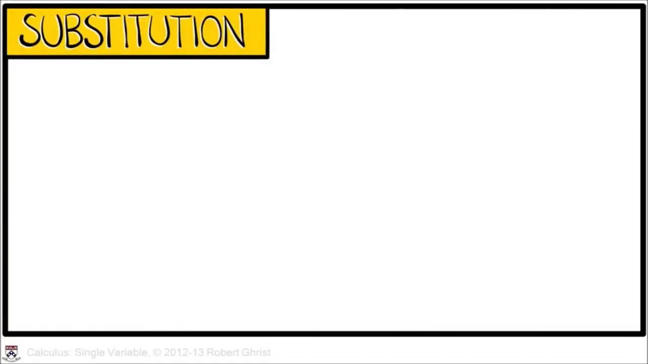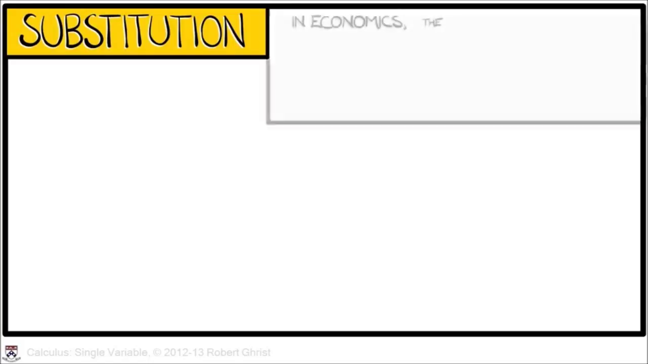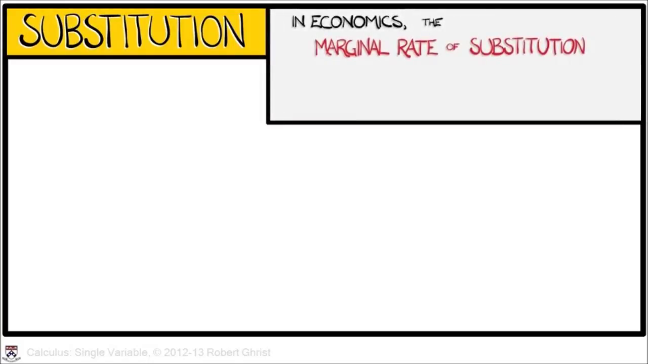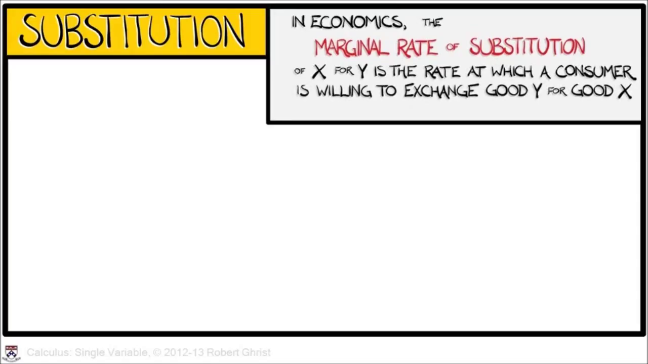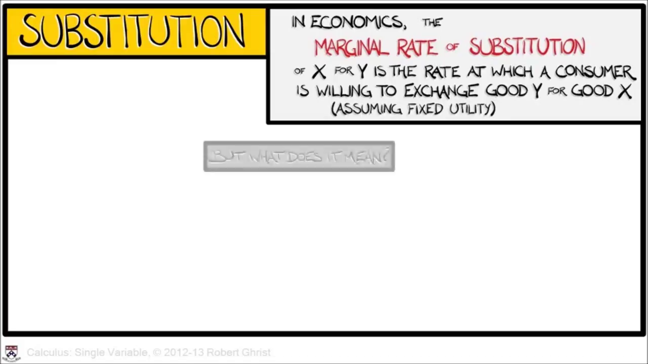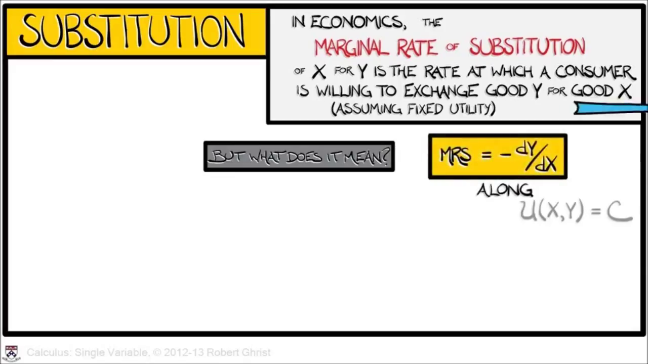Let's turn to an application in economics, this one dealing with substitution rates. In economics, the marginal rate of substitution of a product x for a product y is the rate at which a consumer is willing to exchange the good or product y for the good x. This assumes a fixed utility.